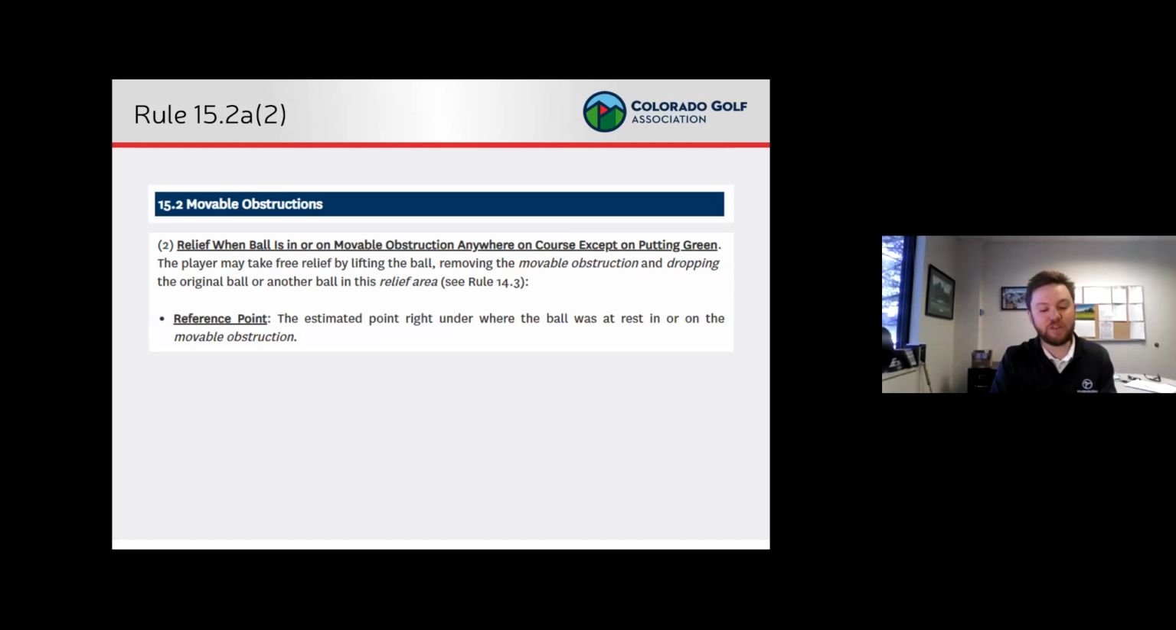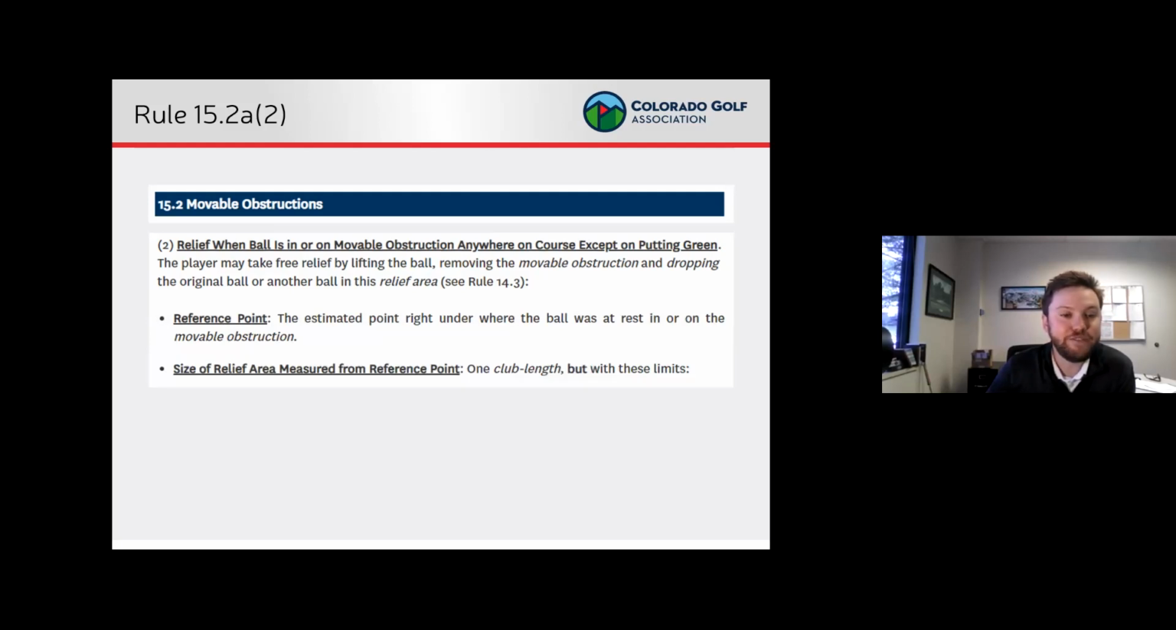You have a reference point, then a relief area, and it's telling us what areas of the course those are going to be in. The reference point is the estimated point. Again, it's estimated. It's not an exacting science, but you're doing your best here. Right under where the ball was at rest in or on the movable obstruction. The size of the relief area, measured from the reference point, is again 1 club length, or 1 driver essentially, from that point. So from the point underneath where the ball came to rest, you get 1 club length, again, driver.